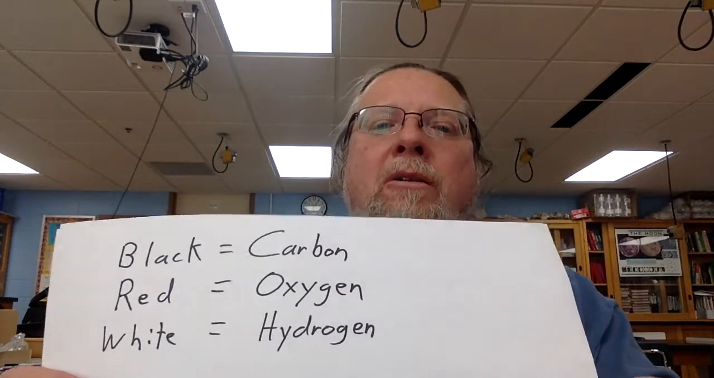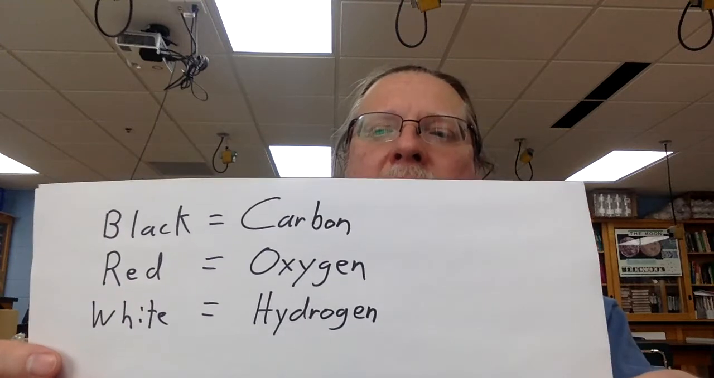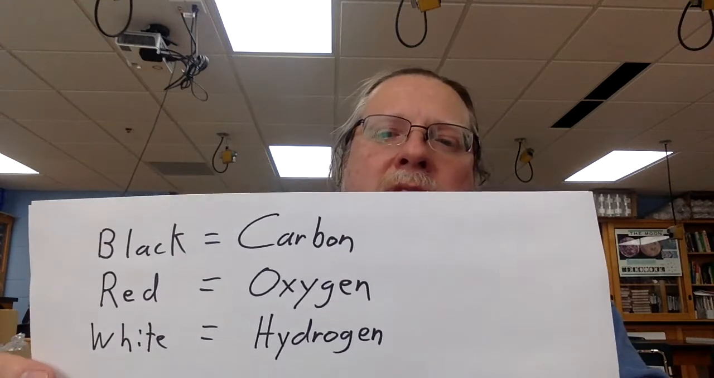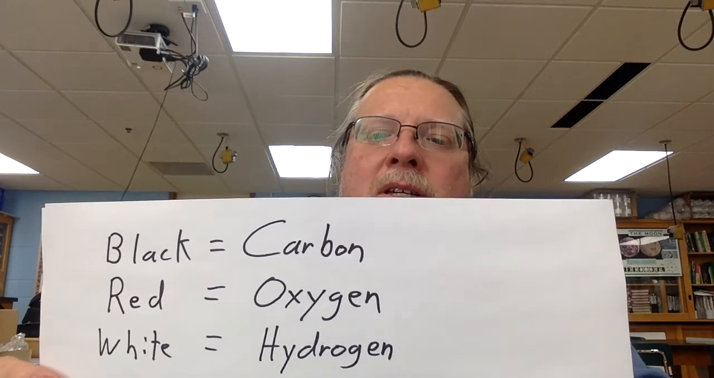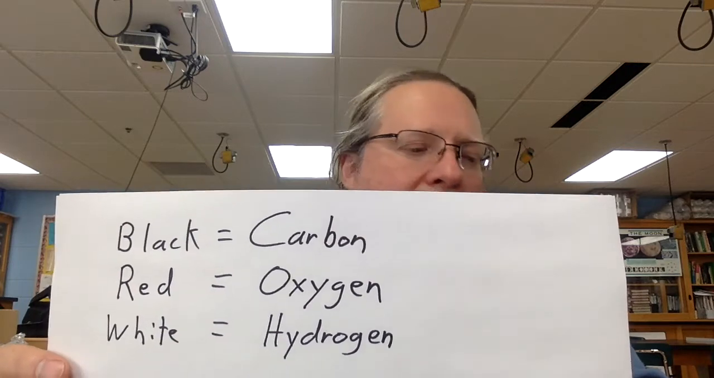We're going to be using some models today, and the key is that black items represent carbon, red items represent oxygen, and white items represent hydrogen. This molecule represents water. It has 2 white hydrogens and 1 red oxygen. This molecule represents carbon dioxide. You see 1 black representing the carbon, 2 reds representing the oxygen.